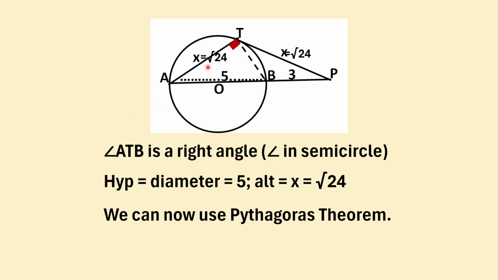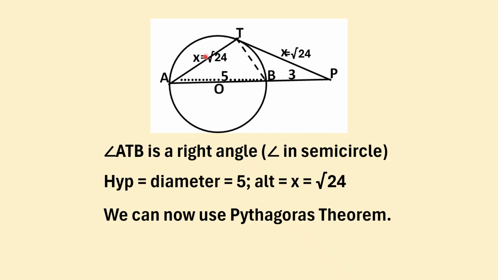Now look at the small red rectangle blinking near the point T. What does it show? ATB is a right angle, being an angle in a semicircle. AB is a diameter. So ATB, this angle is standing on the diameter. So angle in a semicircle is a right angle. So this is 90 degrees.